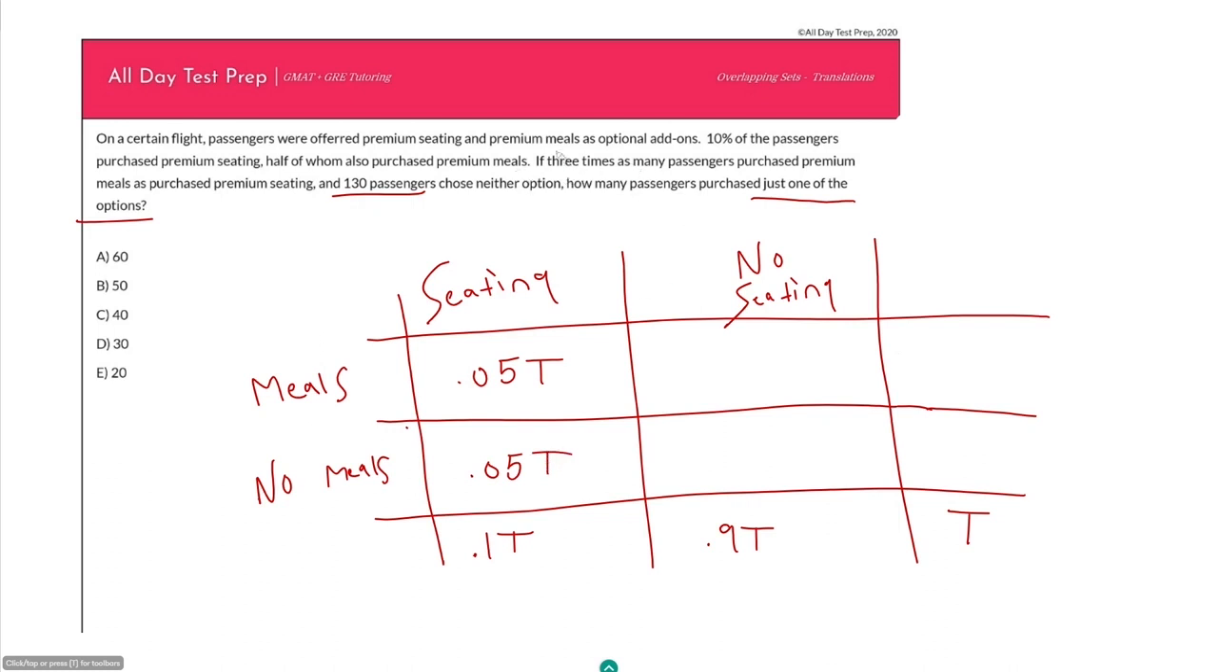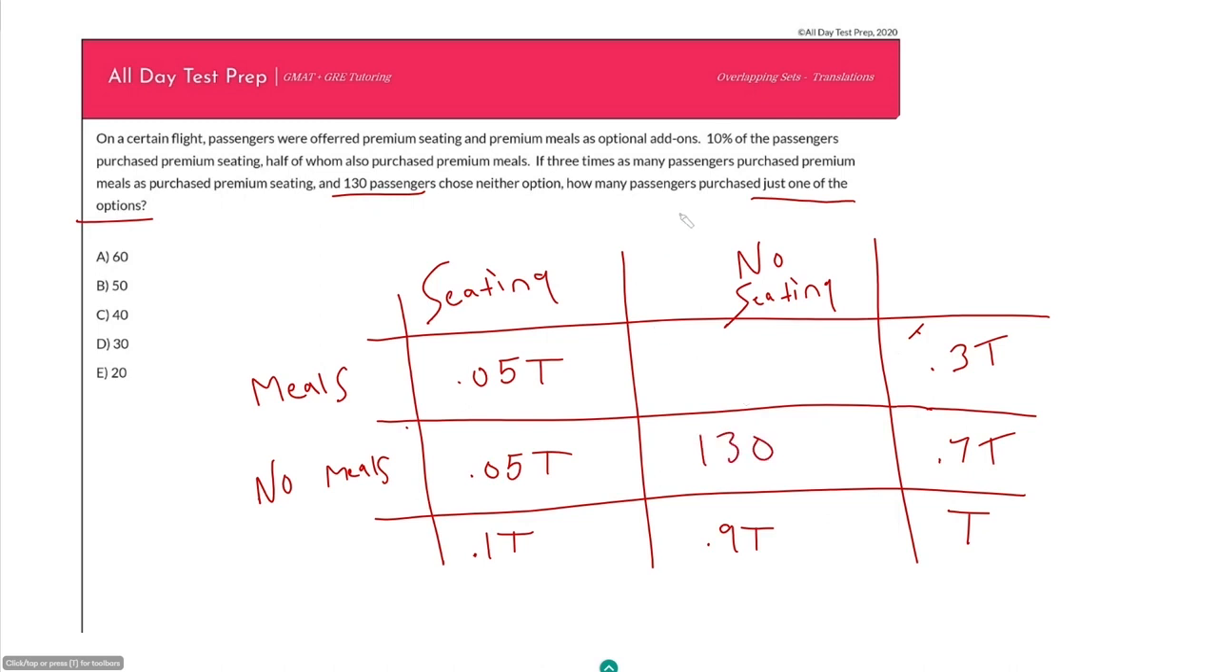If 3 times as many passengers purchased premium meals as purchased premium seating, so we're talking about all of our premium meal people, and that should be 3 times here. So if this is 0.1 T, this should be 0.3 T, or 30% of my passengers, which means 70% of my passengers did not get the premium meals. And 130 passengers chose neither option. So that is our discrete value that we were given, and that is this box here. No seating, no premium meals, and 130 passengers chose that option.